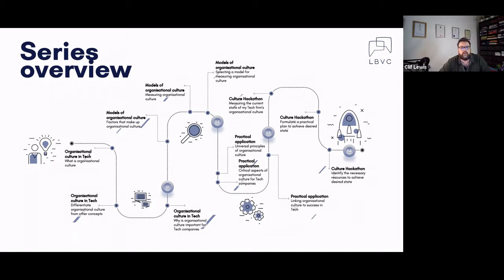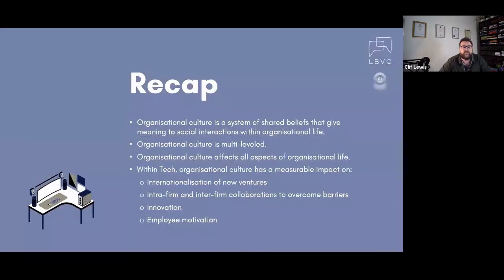So getting into a little bit more of the specifics, whereas in the previous session we did the basics of what organizational culture is and what it is not. So just to quickly recap, maybe for the sake of the attendees who weren't in the first session, we said that organizational culture, there are many different definitions, but for the sake of this series, organizational culture is a system of shared beliefs that give meaning to social interactions within organizational life.